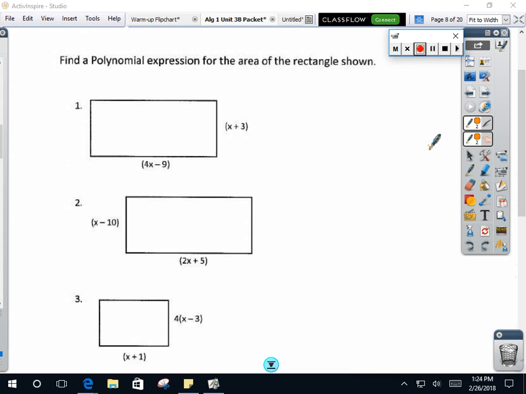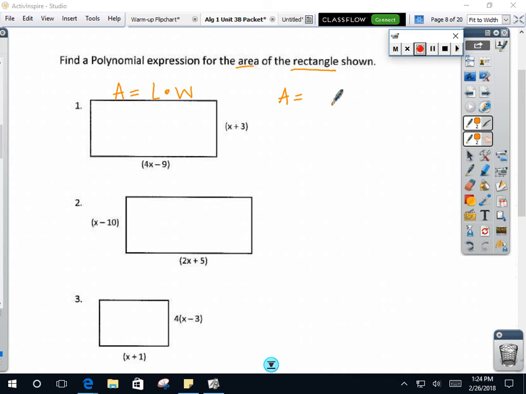The directions at the top say, find a polynomial expression for the area of the rectangle shown. How do you find the area of a rectangle, Marcus? How do you find the area of a rectangle? Multiply what? Length times width. What is the length?